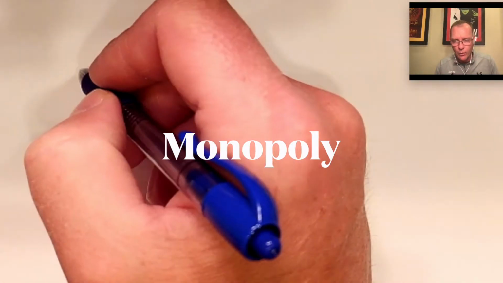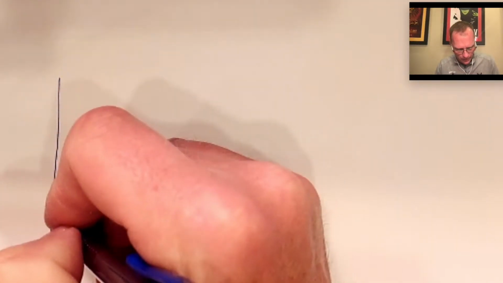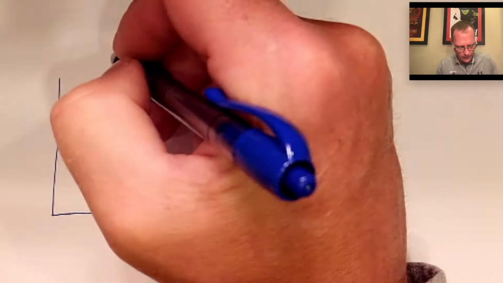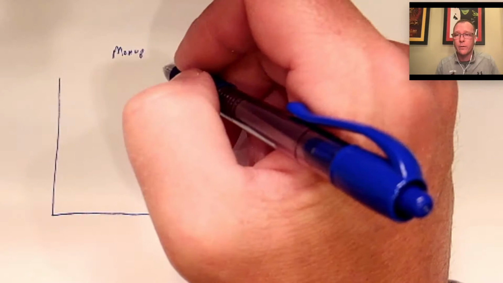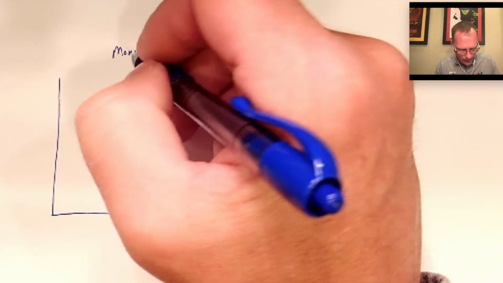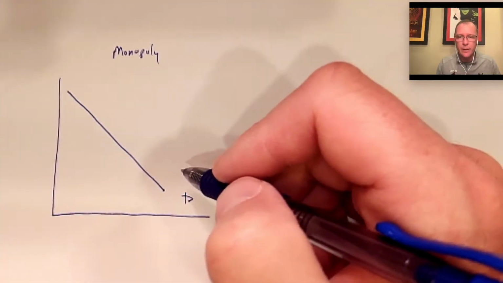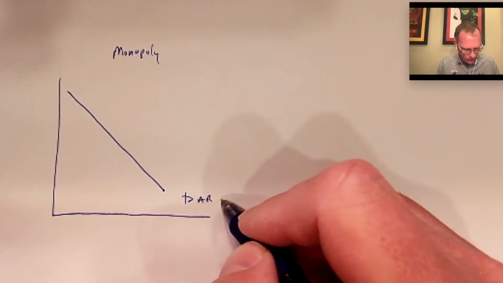The graph in the mix would be a monopoly graph. So we go to the polar ends of the spectrum, right? A monopoly graph is when there's only, obviously, one person in the market. So with a monopoly, we have a downward sloping demand curve, and that's also our average revenue and our price.